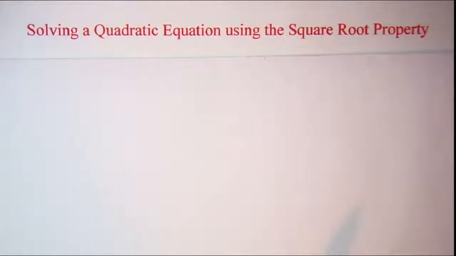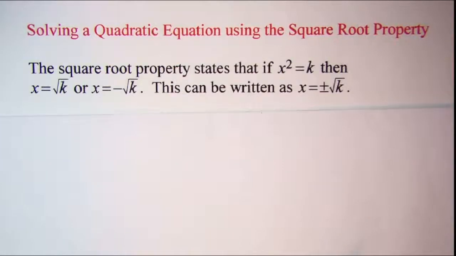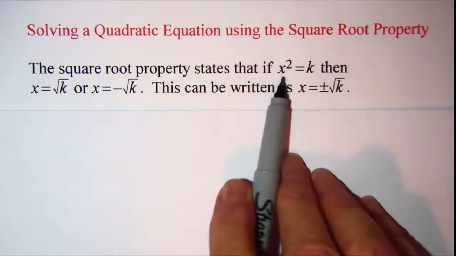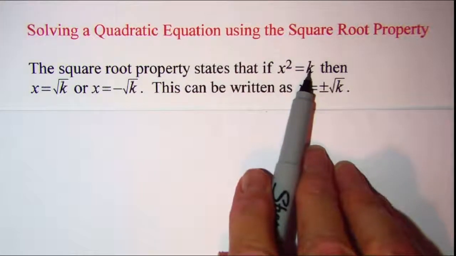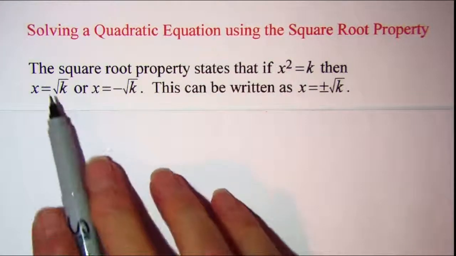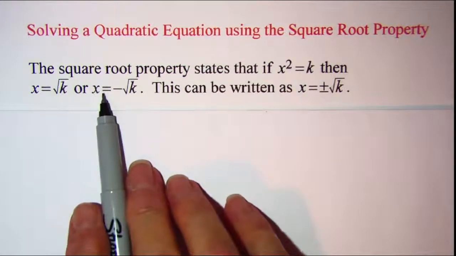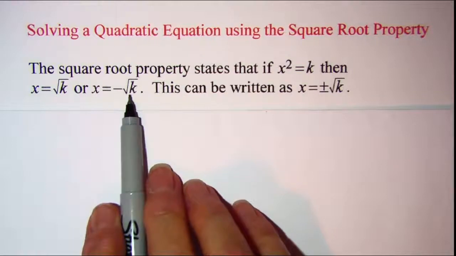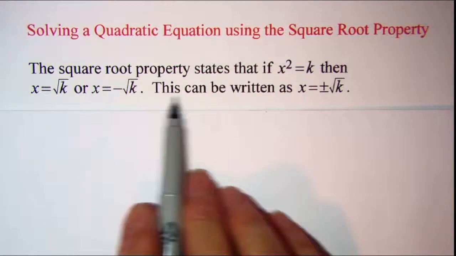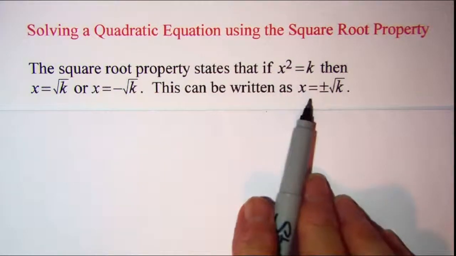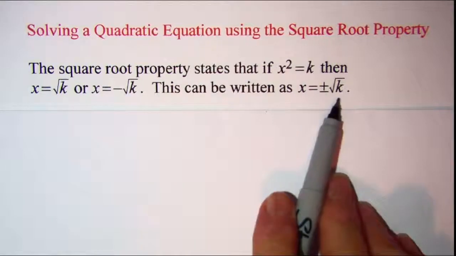In this video, we'll be solving quadratic equations using the square root property. The square root property states that if x squared is equal to some number, k, then x is equal to the square root of k, or x is equal to a negative square root of k. This can be written as x is equal to plus or minus square root of k.